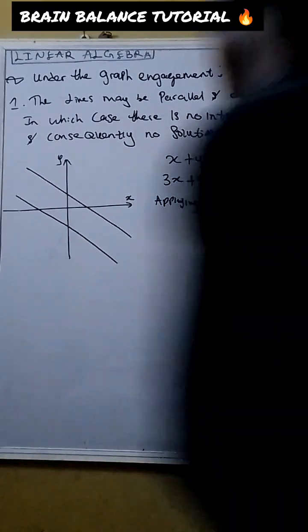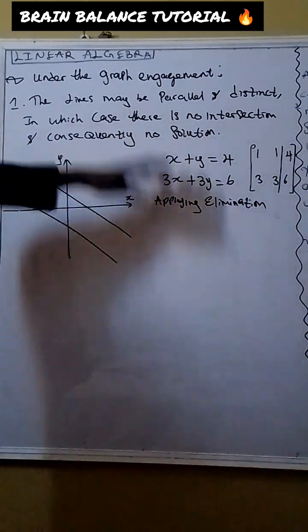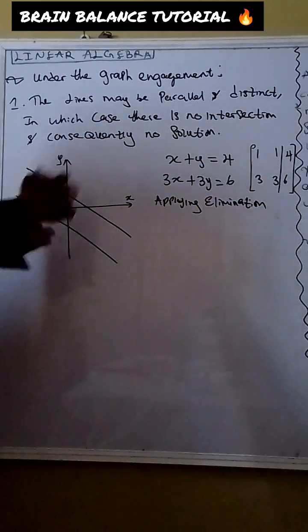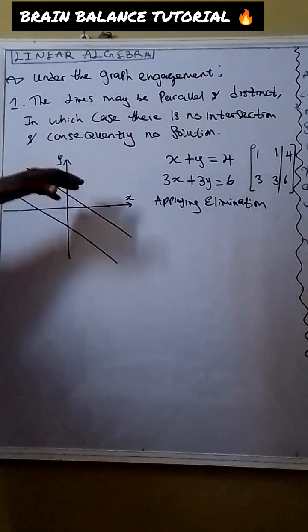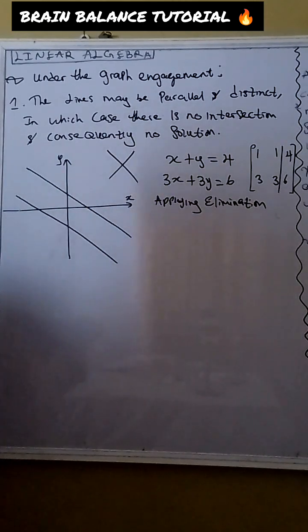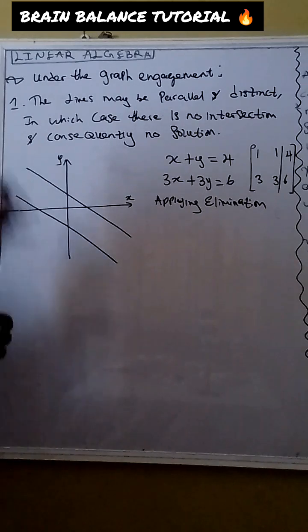At this particular point, under the graph representation of this kind of equation, the lines are going to be parallel and they will be far apart, they will be distinct. You get what I'm saying? So in this case, we don't have any intersection, nothing intersecting on any axis. Since there is no intersection, consequently it has no solution.